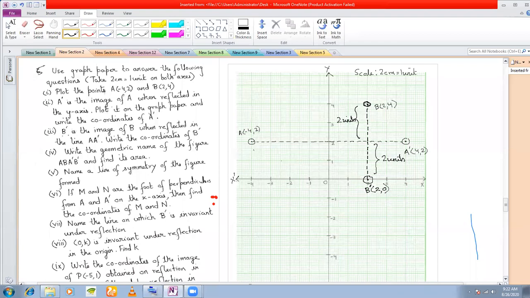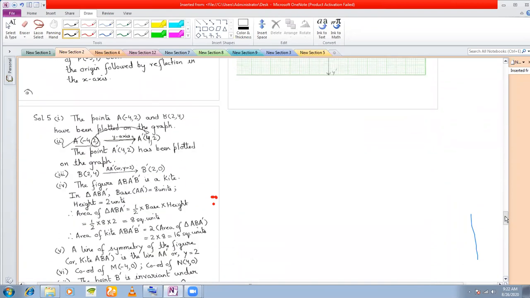So B dash is the image of B when reflected in the line AA dashed. The question is, write down the coordinates of B dash. What is the coordinate of B dash? (2, 0). So I've written here B(2, 4) when reflected in the line AA dashed, or y is equal to 2. Why have I written y is equal to 2?